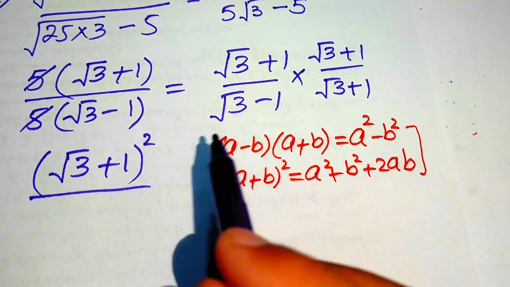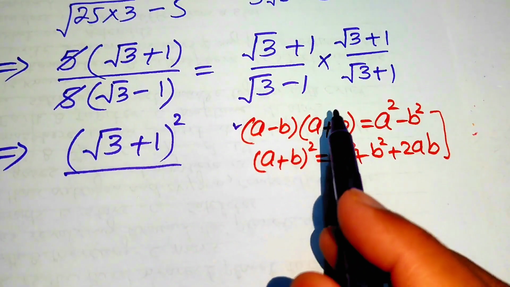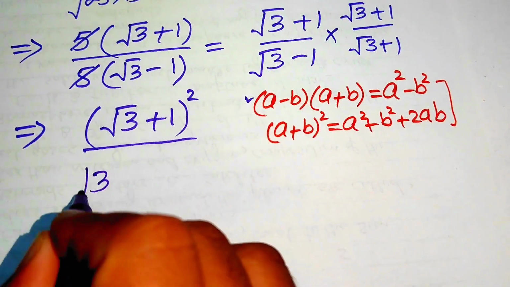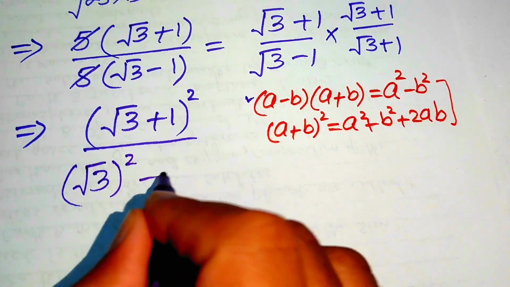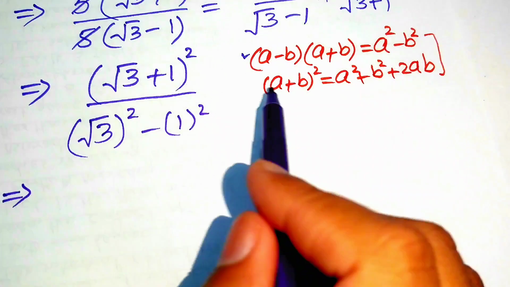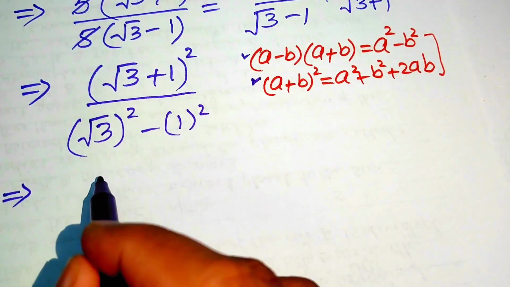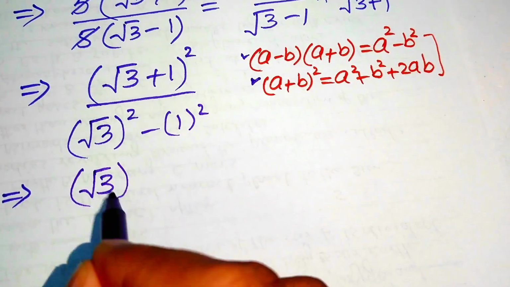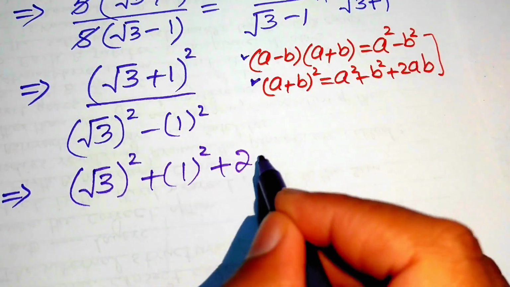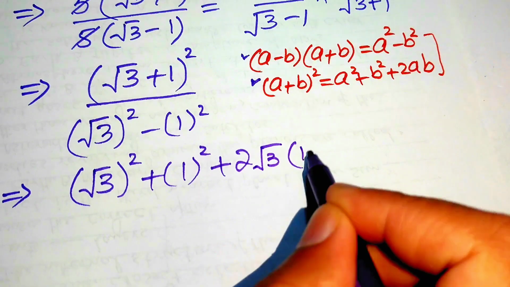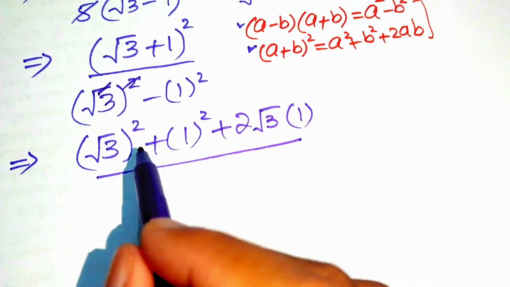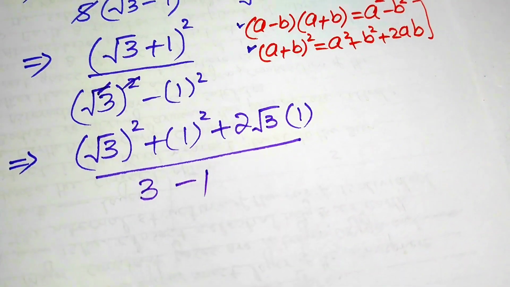First we use this formula on the denominator terms, and we write square root 3 minus 1 and square root 3 plus 1 as square root of 3 and its whole square minus 1 square, and this equation implies that now we use this square identity on the above term, and it will be written as square root of 3 whole square plus 1 square plus 2 times square root of 3 into 1, and this whole divided by these 2 and square root are cancelled by each other, and we obtain 3 minus 1.